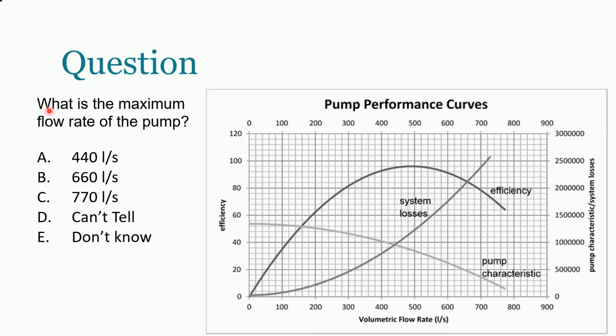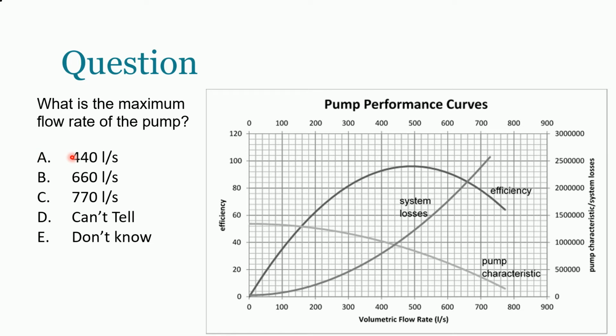So for this question, you're asked to find the maximum flow rate of the pump. You've got a graph here which shows the efficiency of the pump for different volumetric flow rates, the pump characteristic curve, and also the system losses or pipe characteristics for this particular network. And you've got a range of answers over here.